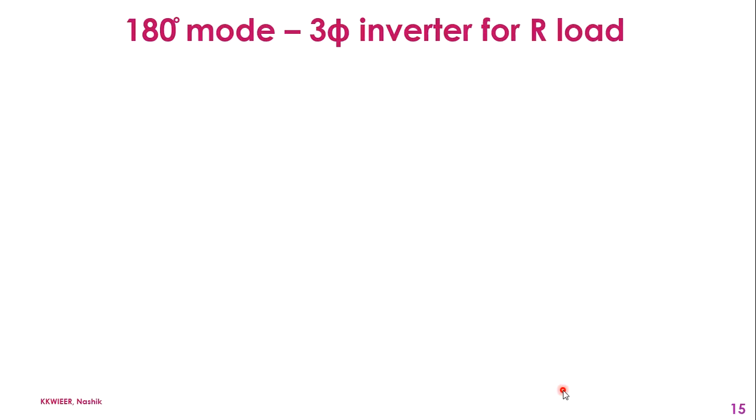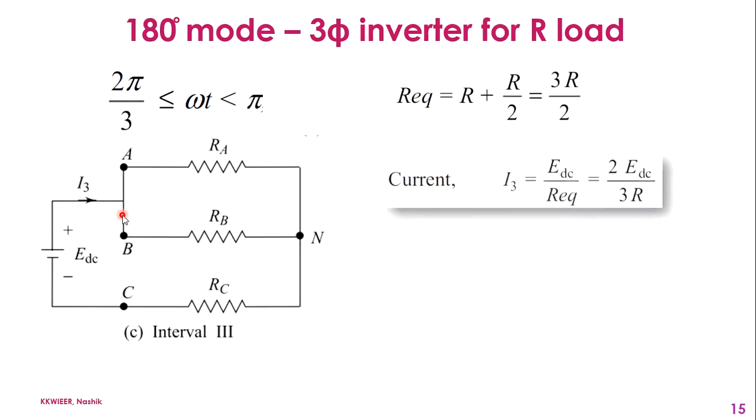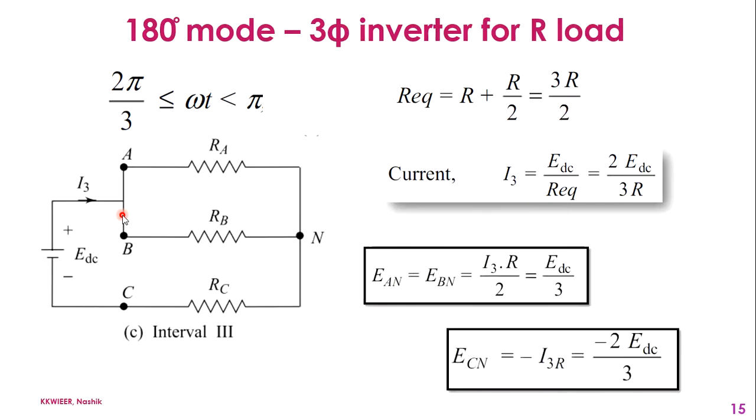Now in case of third mode, that is 2 pi by 3 to pi, we will consider this I3. So R equivalent will be similar. The I3 is given by EDC by R equivalent, which is 2 EDC by 3R, and AN and BN will be given by EDC by 3, whereas CN will be given by minus I3R. Substituting the value of I3, we will get minus 2 EDC by 3. So this is all about the three modes of operation in the three-phase inverter for resistive load.